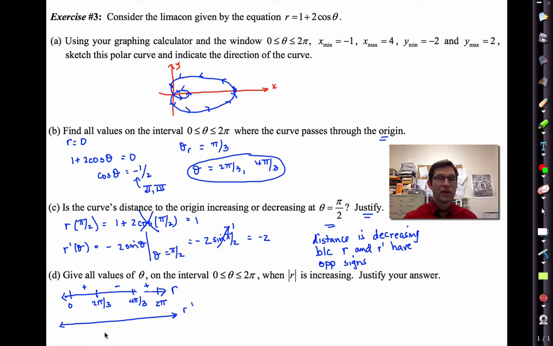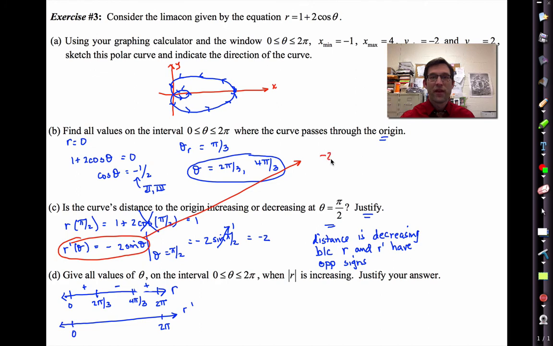It's just going to be easier to look at. Now, I have to figure out where r prime is 0. Let's highlight r prime here for a second. Here's our r prime. If I'm solving the equation negative 2 sine theta equals 0, that gives sine theta equals 0, and theta would be angles like 0, pi, 2 pi, etc. So the only place we're really worried about is pi. We could take a value in here and test it, and it would be negative. We could take a value in here and test it, and it would be positive.